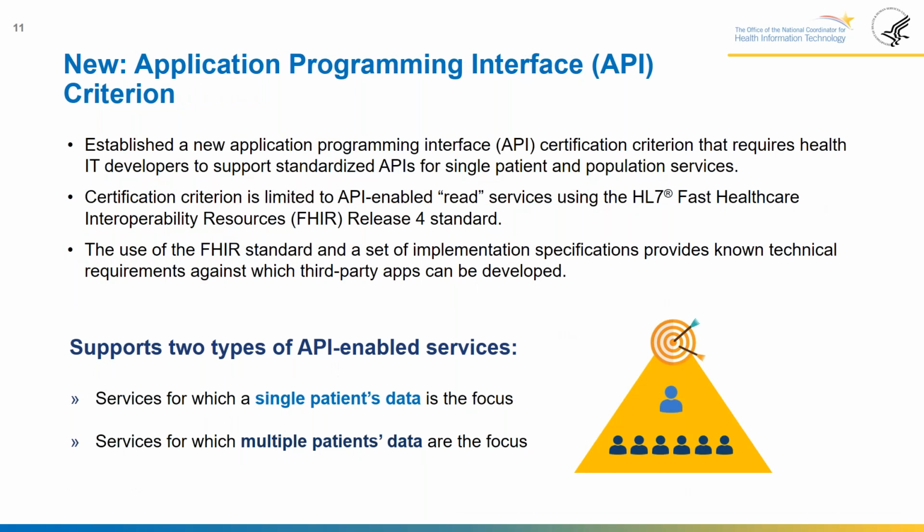We also have the new API criterion, and just to point out some highlights with this one, we've established this new certification criterion that requires health IT developers to support standardized APIs for single patient and population services. An important thing to note with this is that we have adopted the FHIR Release 4 as the finalized standard, which we expect the use of the standard will help to allow for more innovation, basically, in the app marketplace because of the removal of the burden to develop to multiple proprietary standards.